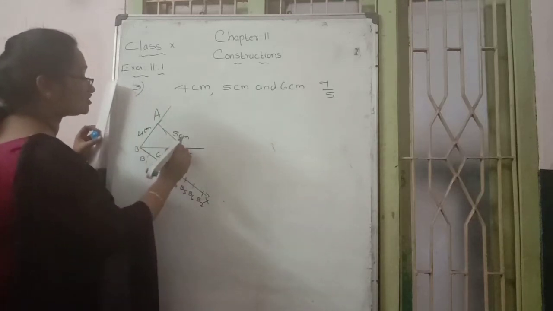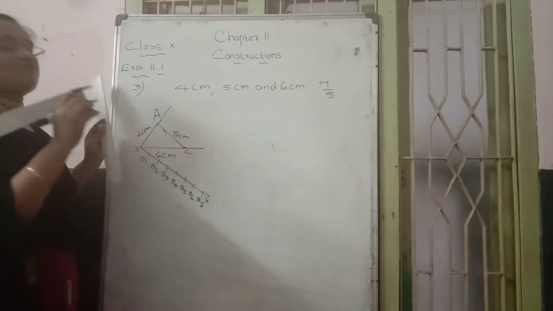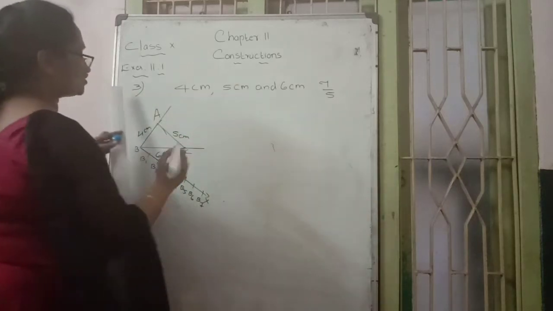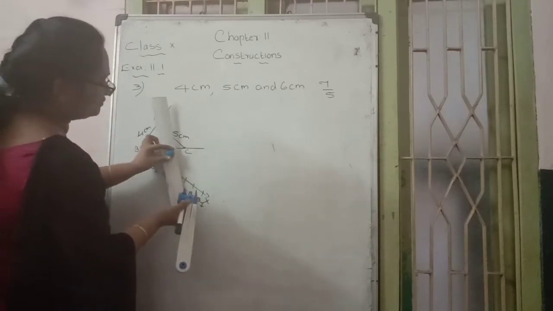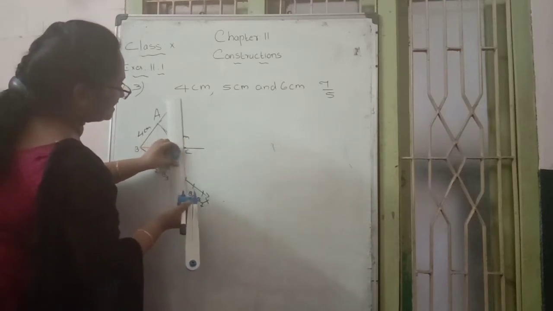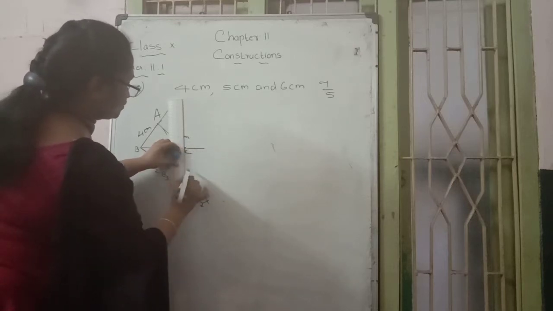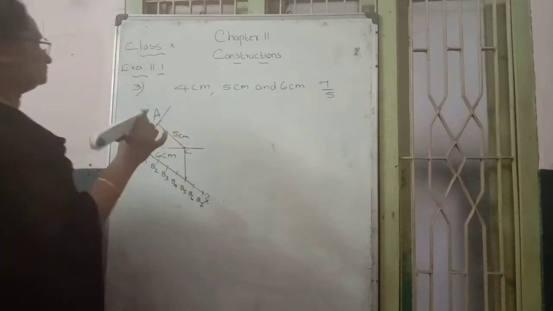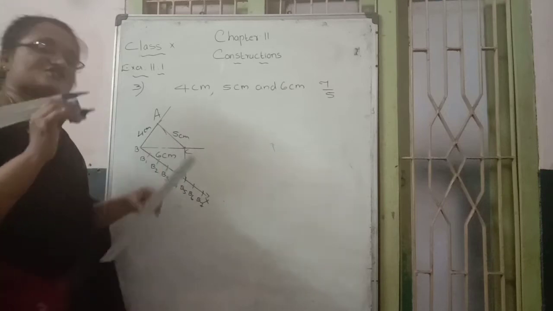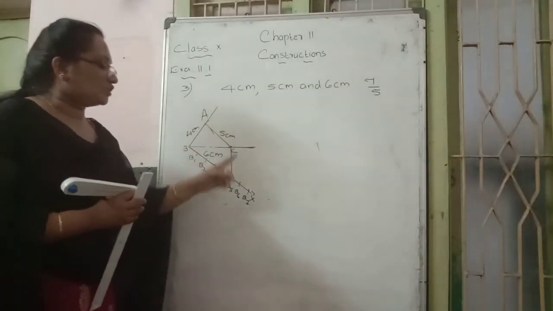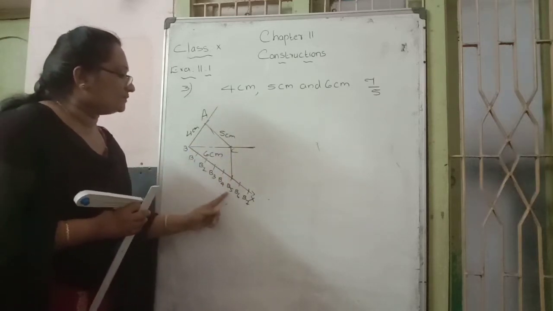From B5 to the vertex of the original triangle, the C vertex, we want to join. From B5 to the C vertex of the original triangle ABC, just join these 2 points. B5 to C. Next, through B7, draw a line parallel to B5C.